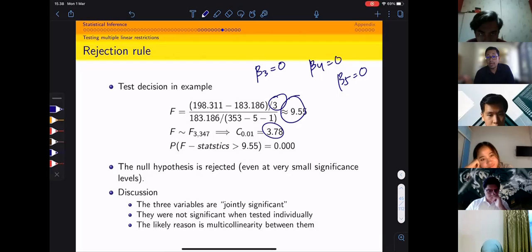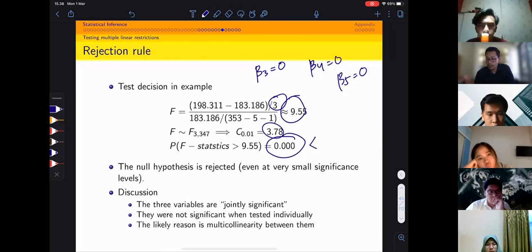Another way of looking at it is by looking at the p-value. The p-value is 0.0000. It means that it's lower than alpha of, say, 1%.